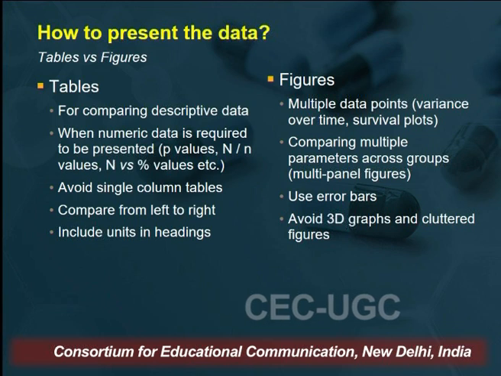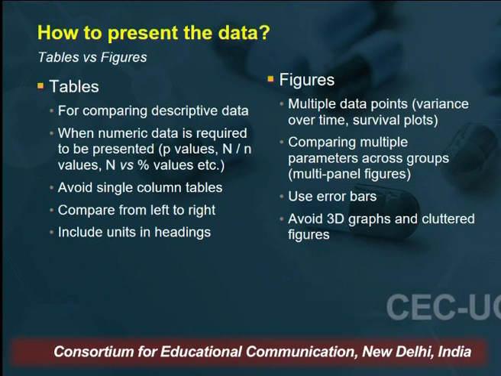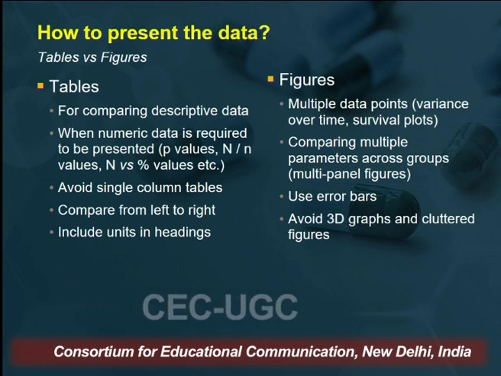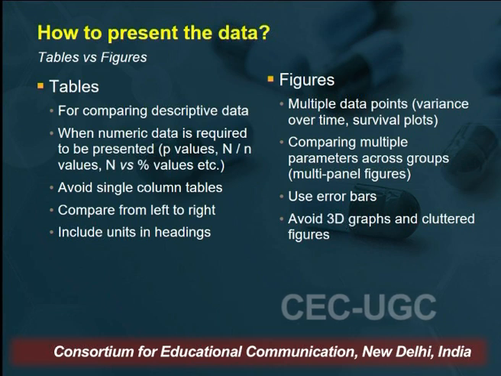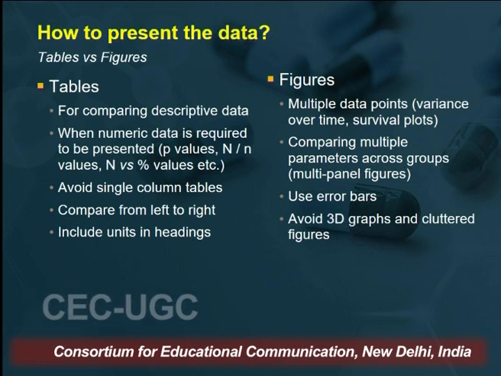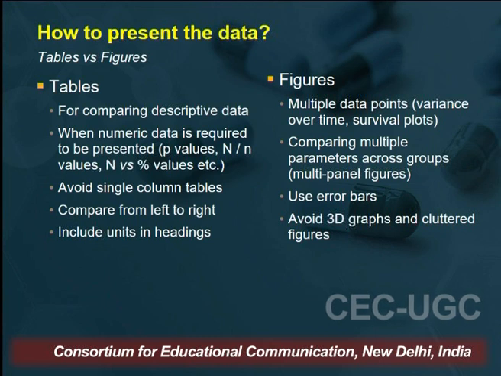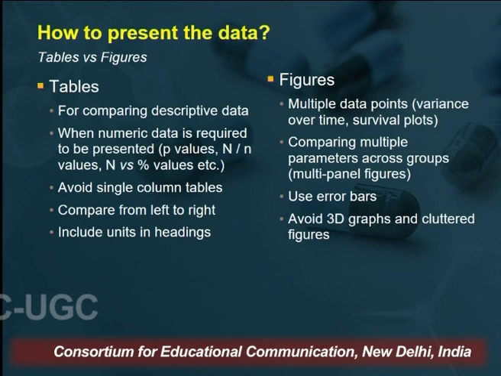When comparing multiple parameters across groups, it becomes really difficult in a table when there are multiple parameters you want to compare. Then figures become really easy. For example, anything to be presented in a bar diagram, you can have five different bar diagrams that are easily compared, compared to tables. So use error bars wherever applicable. Avoid 3D graphs and cluttered figures.